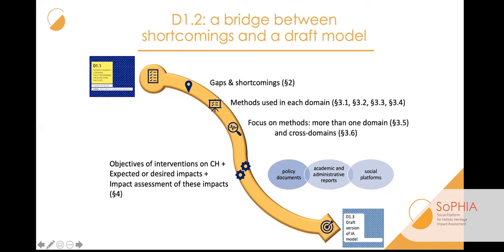So what we want to say is that before delving into the analysis of the impact assessment models, it is necessary to make a step back, and to go back to the original objectives that motivate each intervention on cultural heritage. The sources that we analyzed for describing these relations are basically policy documents, academic and administrative reports, and social platforms. And Paola will talk more later about these sources and these relations.